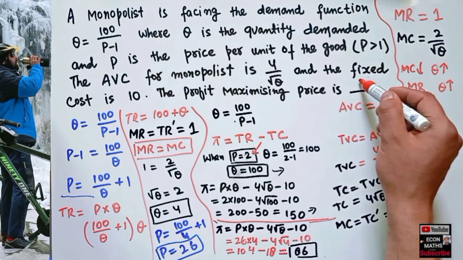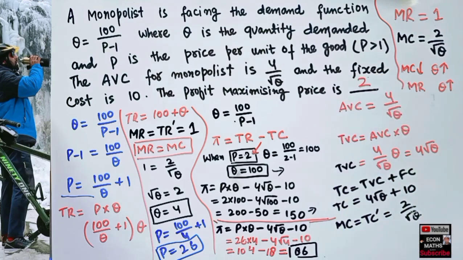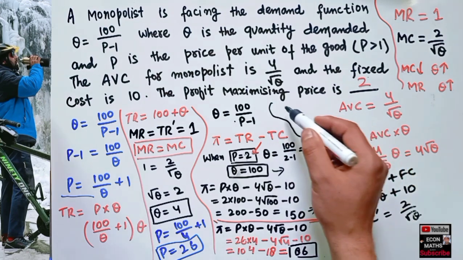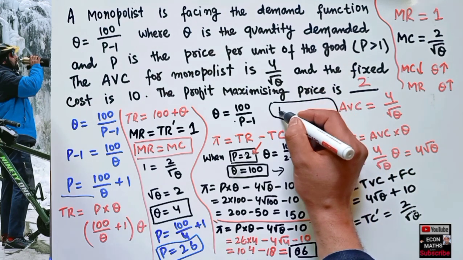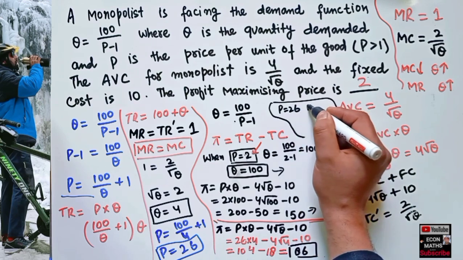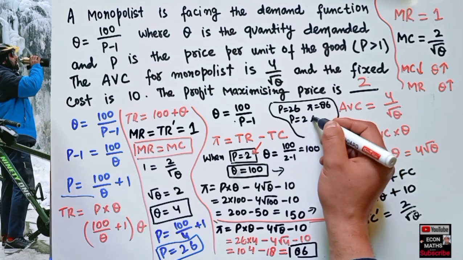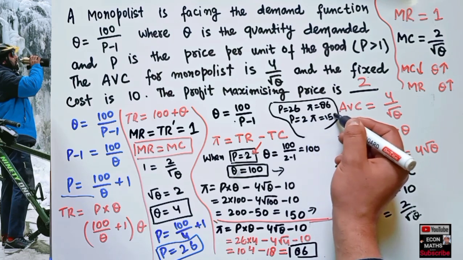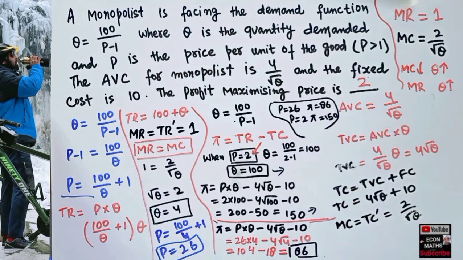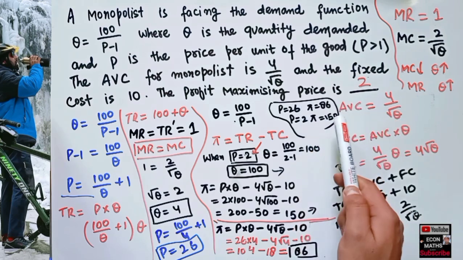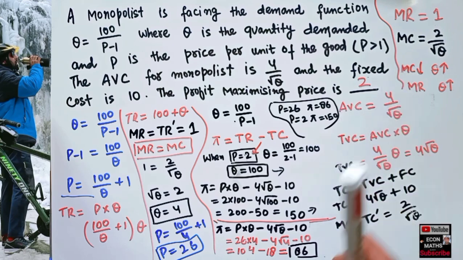Okay, so still I'm not sure, but I'm just trying to give another impression here, that is to use the things that are out of box at times. And you can also see, when price is equal to 26, profit is equal to 86. When price is equal to 2, profit is equal to 150. Obviously when price is decreasing, profit is increasing here. That means the monopolist should charge the minimum possible price, that is 2.